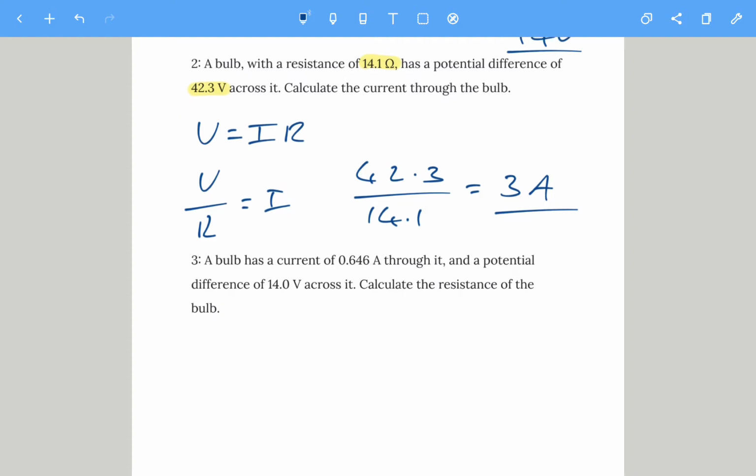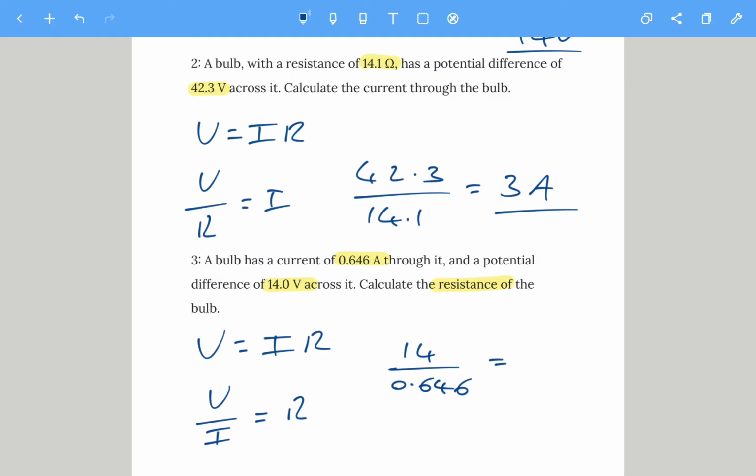Okay, if you want to have a go at the third one, before we start the more complex problems, you can pause. Well, let's have a look. So a bulb has a current of 0.646 amps and a potential difference of 14 volts. And this time we're going to calculate the resistance. So V equals I times R. And if you want to make R the subject, we need to get rid of the times I. So to get rid of the times I, we do the opposite on the other side. So the opposite of timesing by I is dividing by I. And then we just need to put the numbers in. So it's 14 volts divided by 0.646 amps. And that gives us 21.7 ohms.